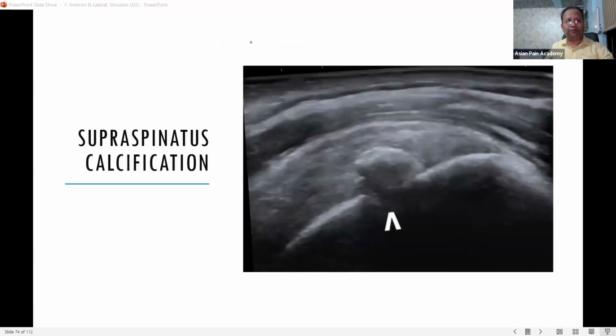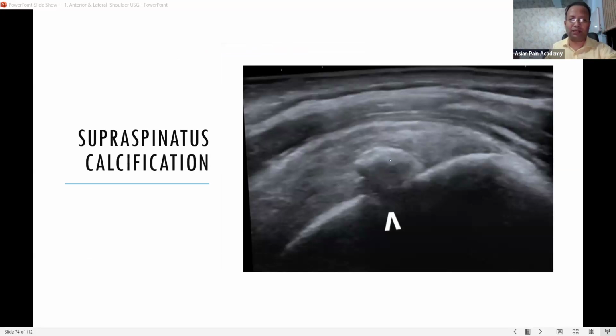So now let's see what other things can happen. The rotator cuff is the main area where all the pathology occurs in the shoulder. So in the supraspinatus, calcification. Here you see this is a calcification picture. So how will you know that there is a calcification? Just below the calcification, most of the time, of course not every time, it is the early calcification when you will see the acoustic shadow.